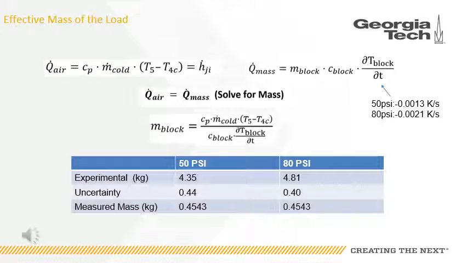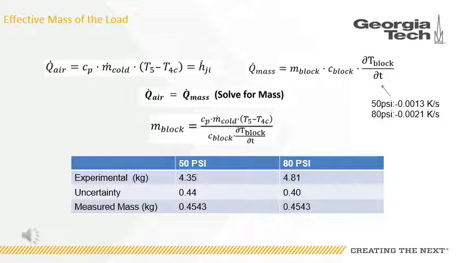By using data in the transient region, where the heat transfer rate due to the ambient heating is taken to be 0, we can set these equations equal to each other in order to solve for the mass of the block. Our results were a mass of 4.35 plus or minus 0.44 and 4.81 plus or minus 0.40 kilograms from the 50 psi and 80 psi data sets respectively.